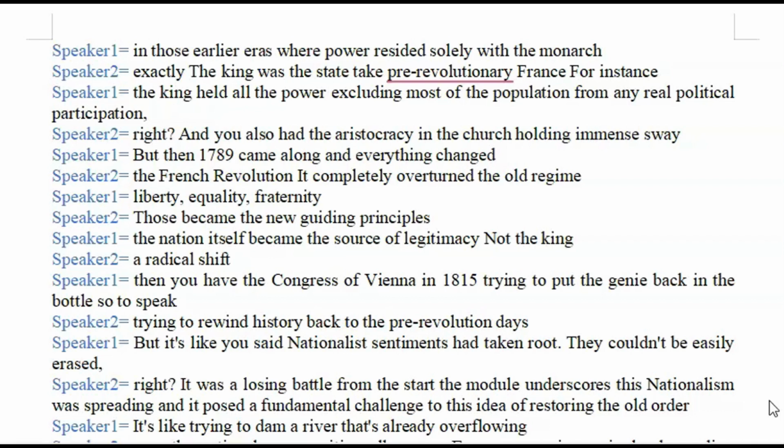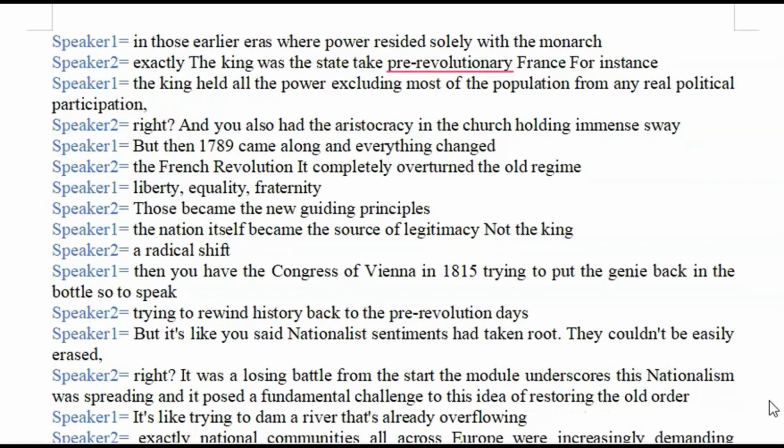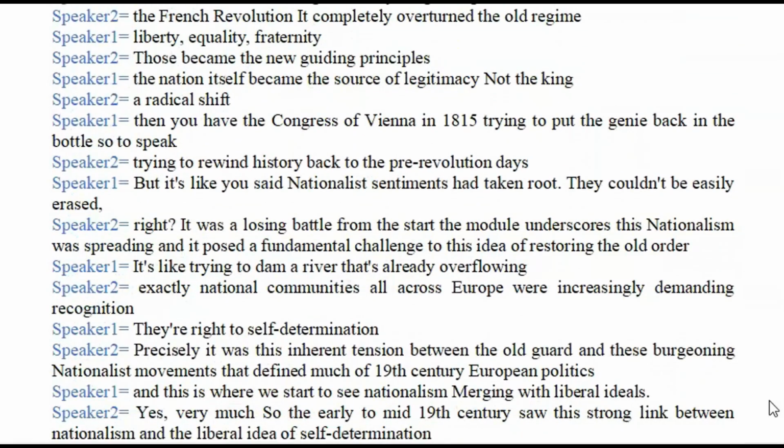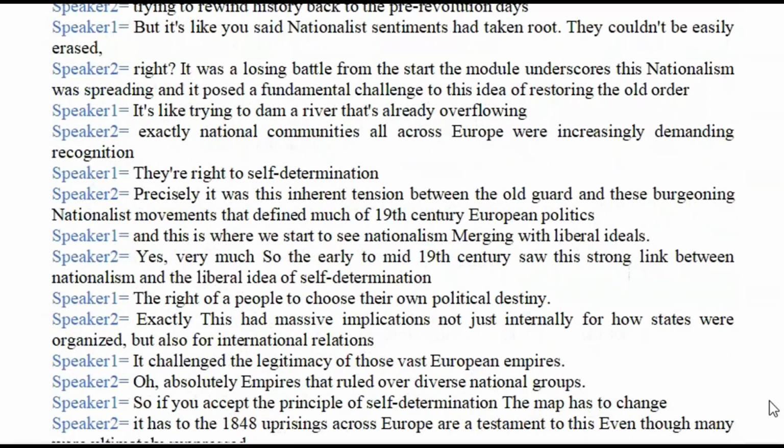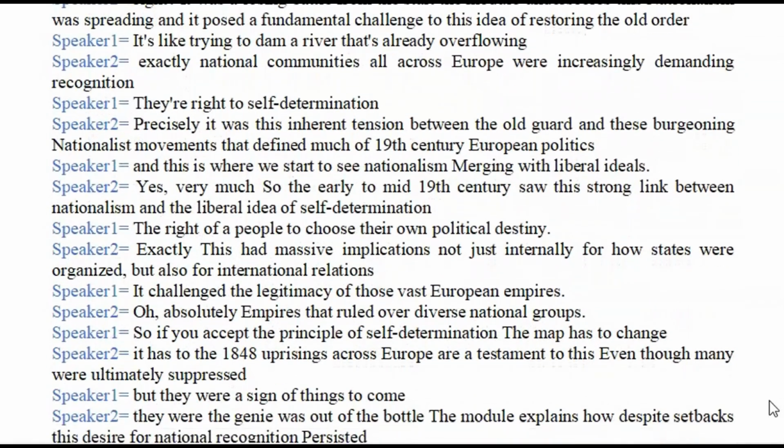A radical shift. Then you have the Congress of Vienna in 1815 trying to put the genie back in the bottle, so to speak. Trying to rewind history back to the pre-revolution days. But it's like you said, nationalist sentiments had taken root. They couldn't be easily erased. Right. It was a losing battle from the start. The module underscores this. Nationalism was spreading, and it posed a fundamental challenge to this idea of restoring the old order. It's like trying to dam a river that's already overflowing.